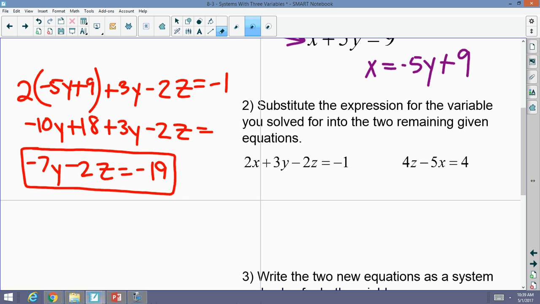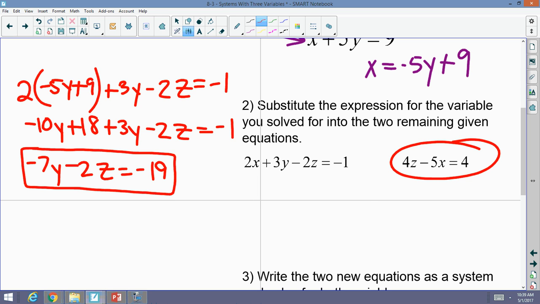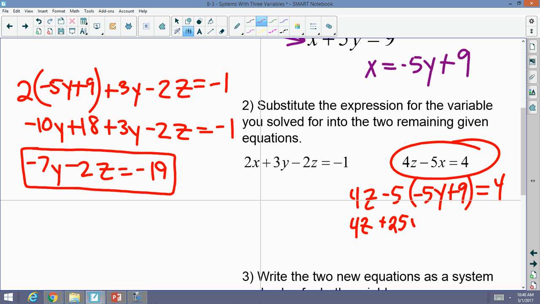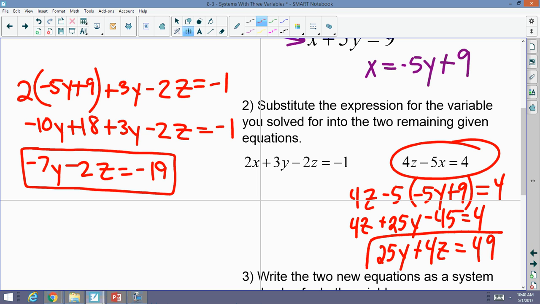Yes, sir, that's an equals, a very sloppy negative 1. I apologize. And then you're going to do the same exact thing, guys, with this one. So I've got 4z minus 5 times x, which is negative 5y plus 9, equals 4. So I've got 4z plus 25y minus 45 equals 4. So I've got 25y plus 4z equals 49. Thank you, my brother. I'm going to hit pause for a second and let you digest.